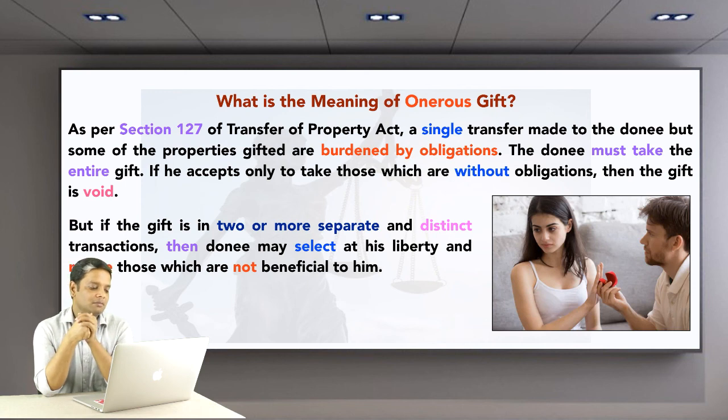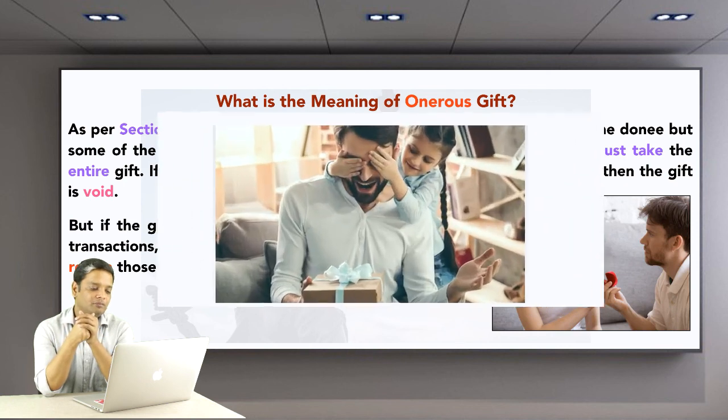It means simply this, that if they are separate properties, something may be without liability and something with liability, then the donee has the freedom or liberty to select or to reject.